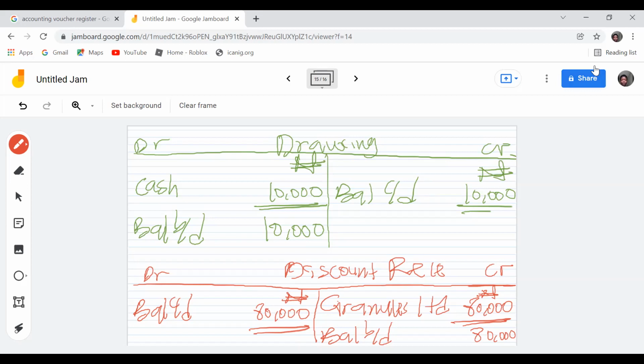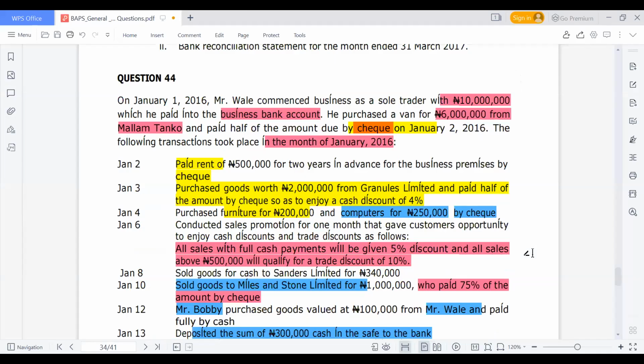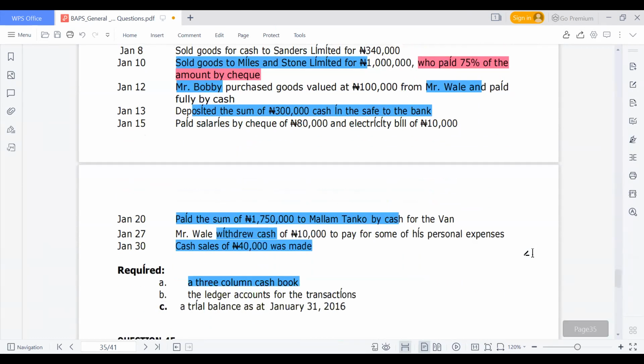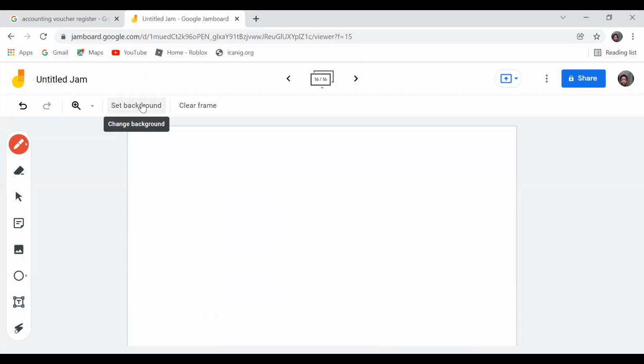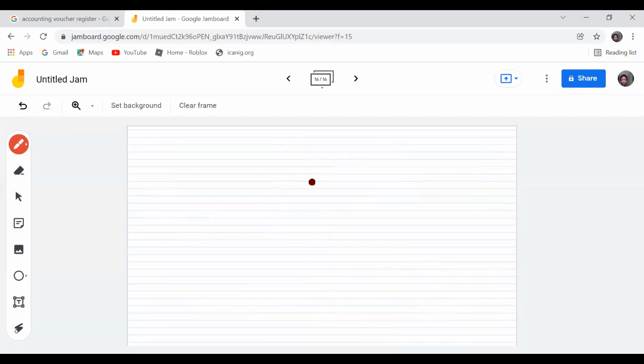So the final thing now that we need to do, you see all those balances, we now need to bring them up so that we're able to prepare a trial balance. So the final page is to prepare a trial balance. Always write the name of the company, which we don't know here, but we know the owner, Mr. Wiley. Say trial balance.